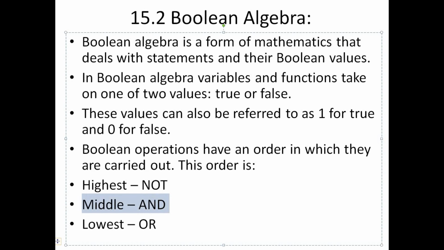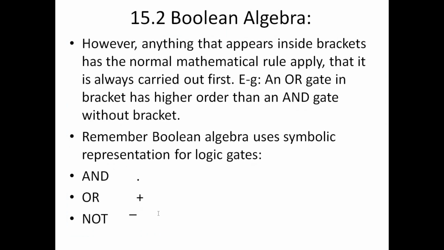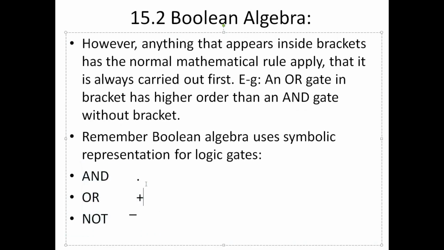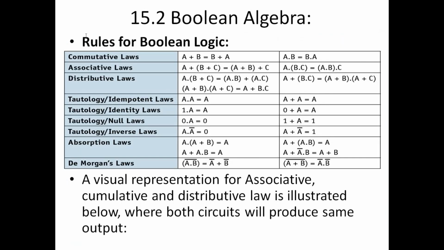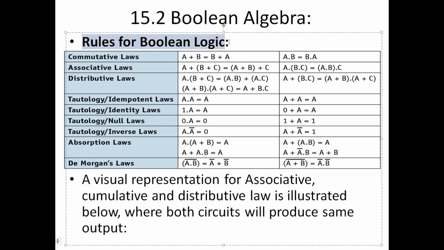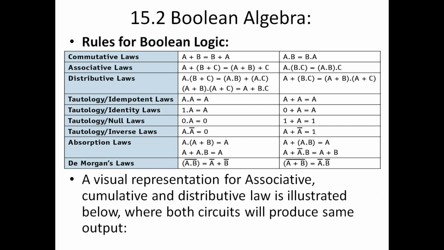AND has the middle priority, OR has the lowest priority. However, we refer to them as symbols. Use dot for AND, plus for OR, and a bar for NOT. Here are some rules for Boolean logic that you should really learn, because they will come very handy when you're trying to solve Boolean algebra questions in your paper 3.